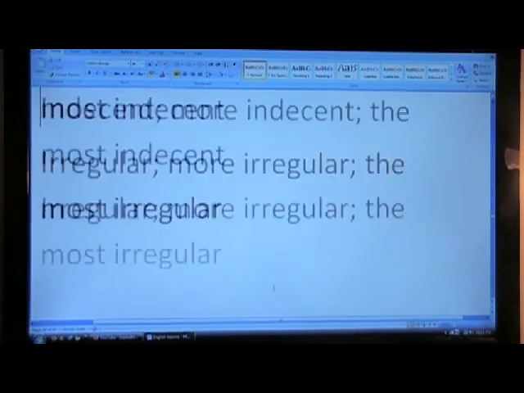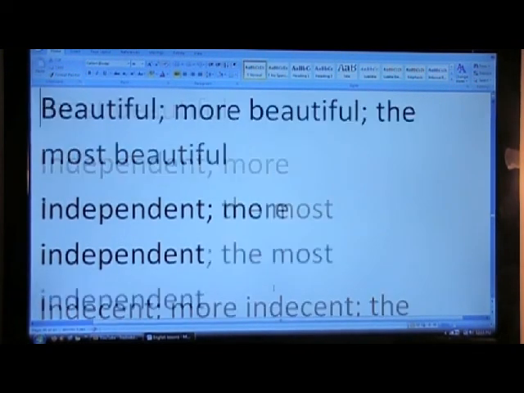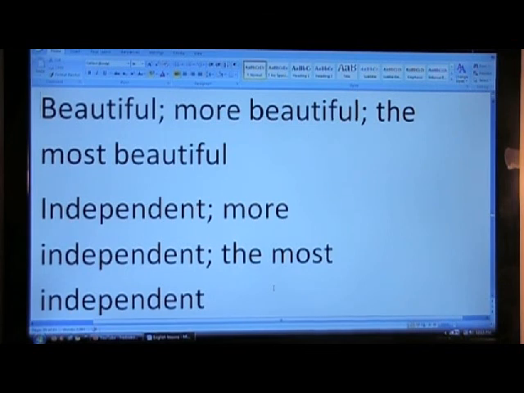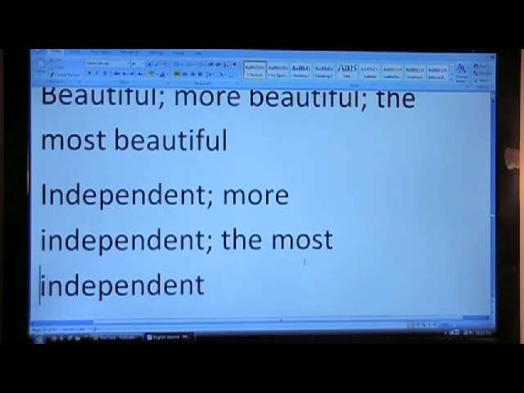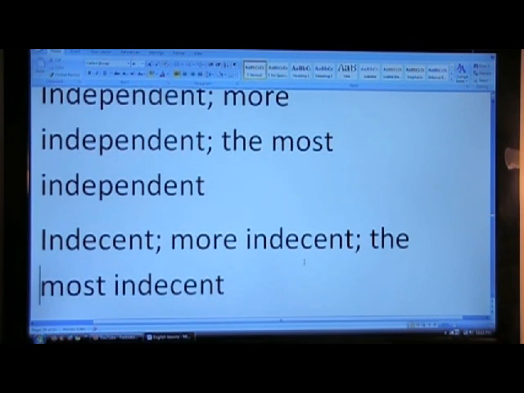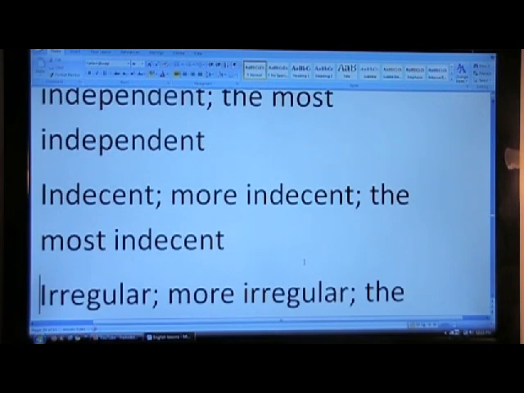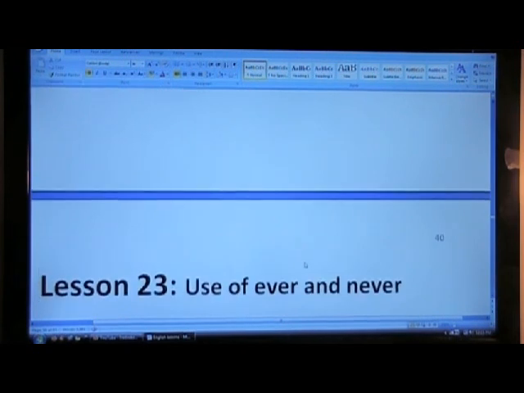So note again one more time that if it has more than 2 syllables, then beautiful becomes more beautiful, the most beautiful; independent, more independent, the most independent; indecent, more indecent, the most indecent; irregular, more irregular, the most irregular.